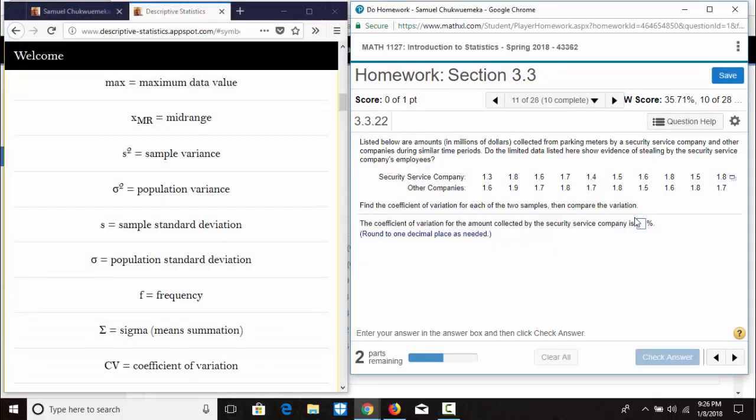Let me close this. Question 11. Listed below are amounts in millions of dollars collected from parking meters. Wow, that's a lot of money. Collected from parking meters by a security service company and other companies during similar time periods. Do the limited data listed here show evidence of stealing by the security service company's employees? Okay. First of all, they want us to find the coefficient of variation for each of the two samples. So we click this, open in StatCrunch.